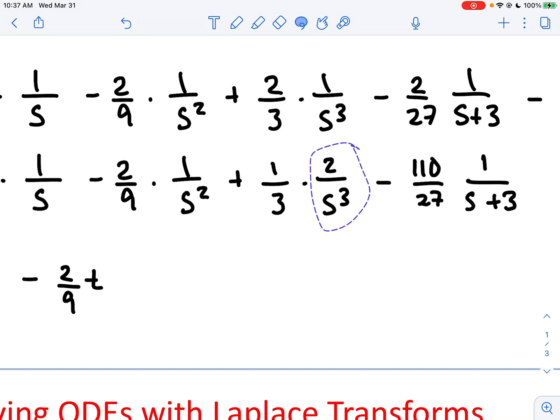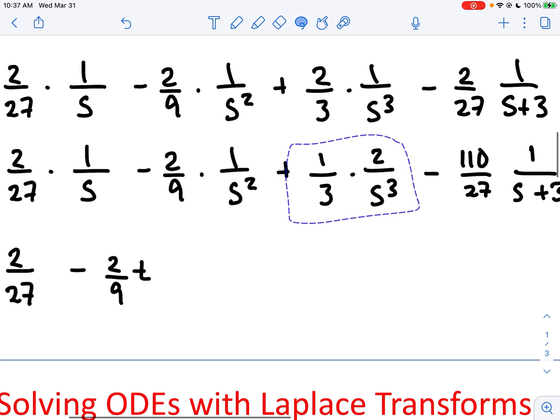Now the inverse Laplace transform of 2 over s cubed is t squared. So when I do the inverse Laplace transform of this term, I get 1/3 of t squared. So plus 1/3 of t squared.